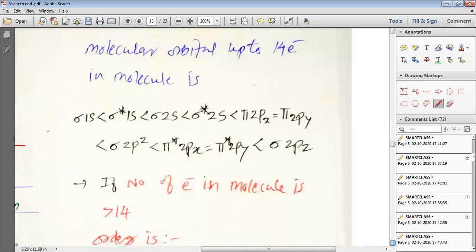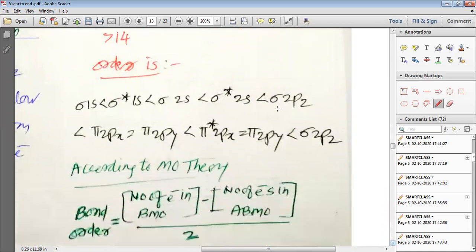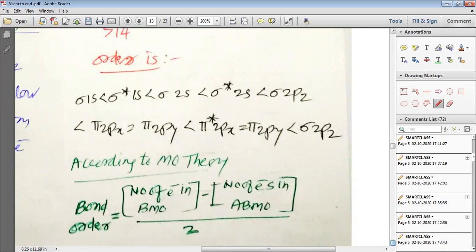sigma star 2pz. Similarly, if the number of electrons in the molecule is more than 14, then the order is slightly changed. This sigma 2pz comes forward. So the order would be sigma 1s, sigma star 1s, sigma 2s, sigma star 2s, sigma 2pz, pi 2px = pi 2py, pi star 2px = pi star 2py, and then sigma star 2pz.